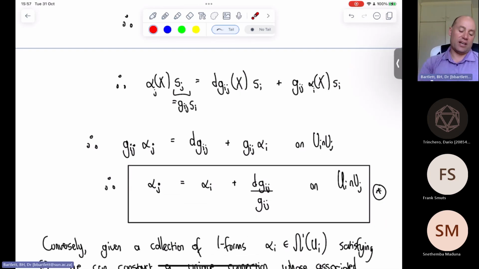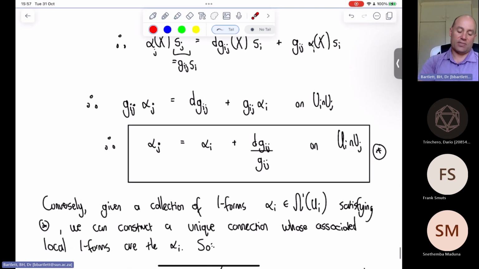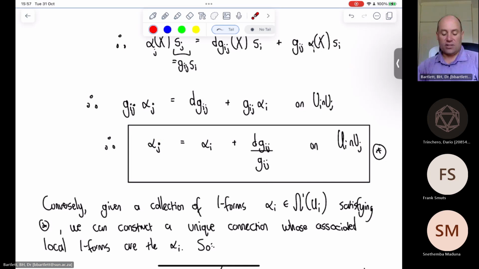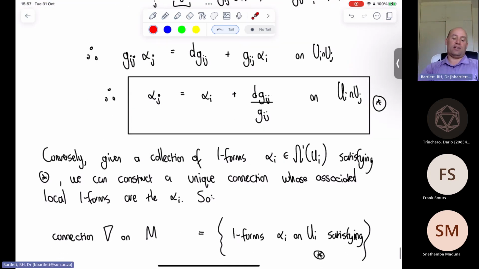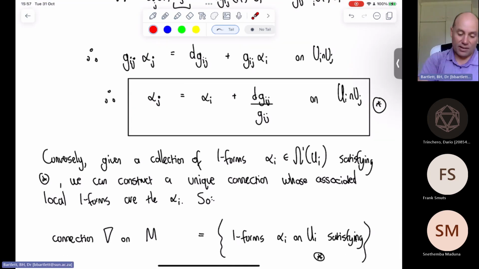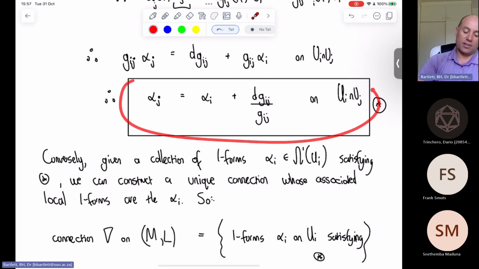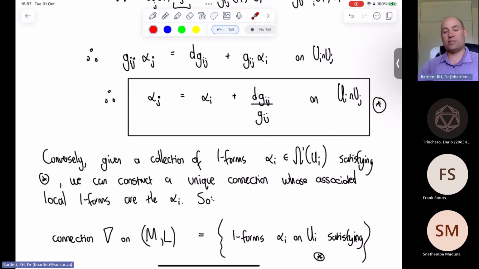And conversely, if you're given a bunch of one forms satisfying this equation, then you can construct a connection. So in other words, a connection on a line bundle over a manifold is just the same thing as a collection of one forms on an open cover satisfying this equation. You always have this way of writing global things in terms of local data and vice versa.